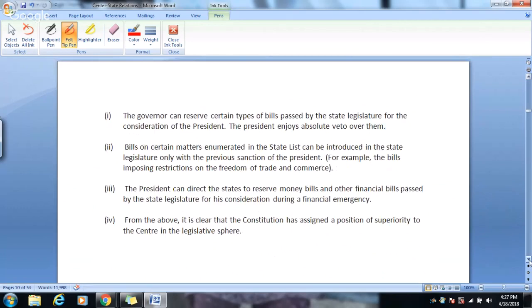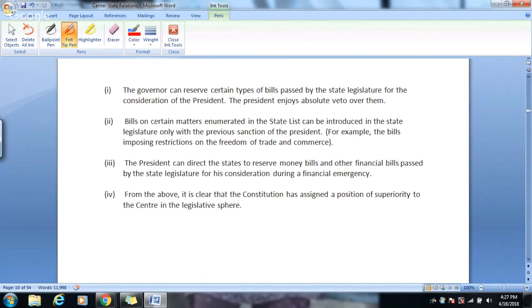And then bills on certain matters enumerated in the state list can be introduced in the state legislature only with the previous sanction of the president. We see that the Center's control over the state legislation means the Center will control the state legislation. Even though the bill was passed by the state legislature, it can be reserved by the governor. The governor is the head of the state and he is under the control of the Center only. So if we reserve the bill, even though it is passed by the state legislature, the president enjoys his absolute veto. We can send it for reconsideration twice also.